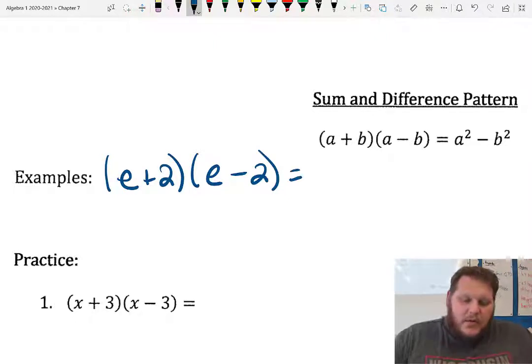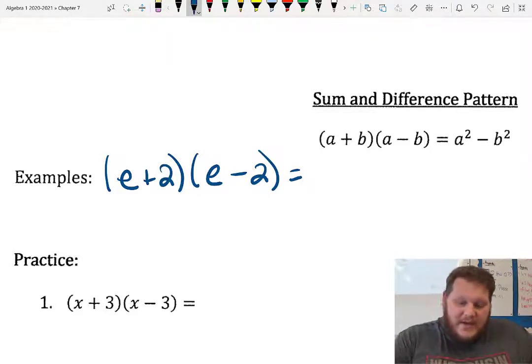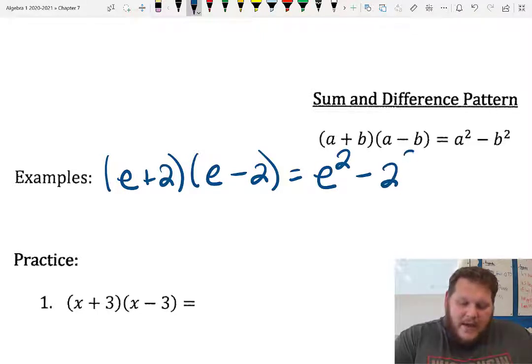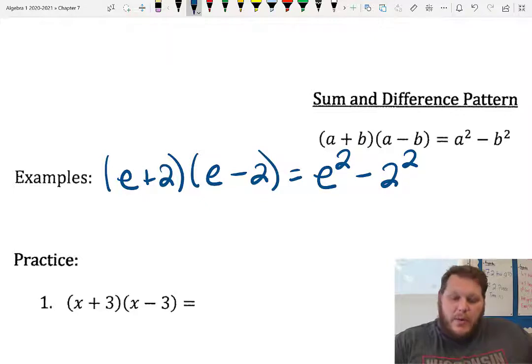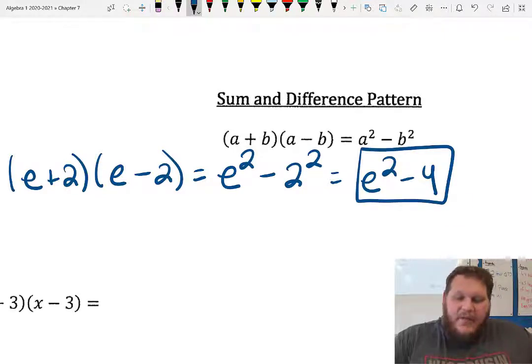So if I wanted to simplify that without having to go through the whole foiling process or the box multiplication process, because it follows that sum and difference pattern, it is just my first thing squared minus my second thing squared. So e squared minus 2 squared, which we know 2 squared is 4, so e squared minus 4 is what I would get if I foiled it out all the way.